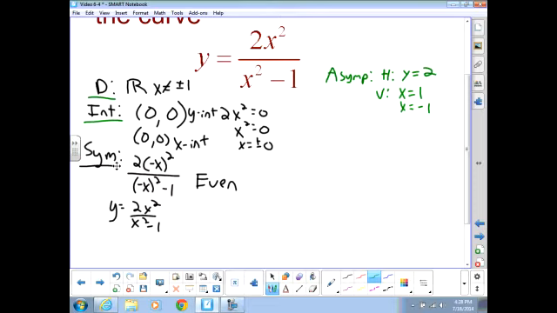Next, we'll do our increase decreasing. So we've got to take the derivative. We have a quotient, so we've got to do quotient rule. We've got low d high minus high d low all over low low.